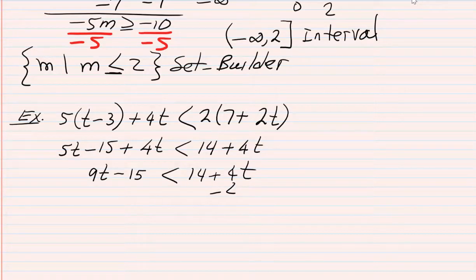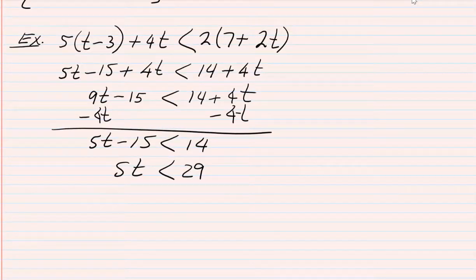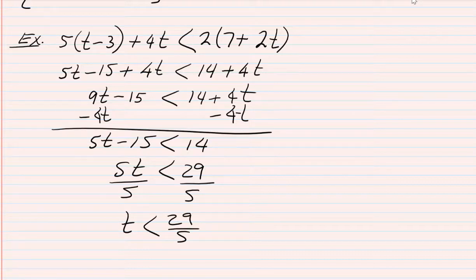Next I'm going to subtract 4t from both sides. And on the left we're going to get 5t minus 15 less than 14. Next I'm going to add 15 to both sides. See, when I'm doing all of these, I don't need to change the direction because I'm not dividing or multiplying by negative numbers. And finally, the last step, divide both sides by 5, and t would be less than 29/5. There is a solution.